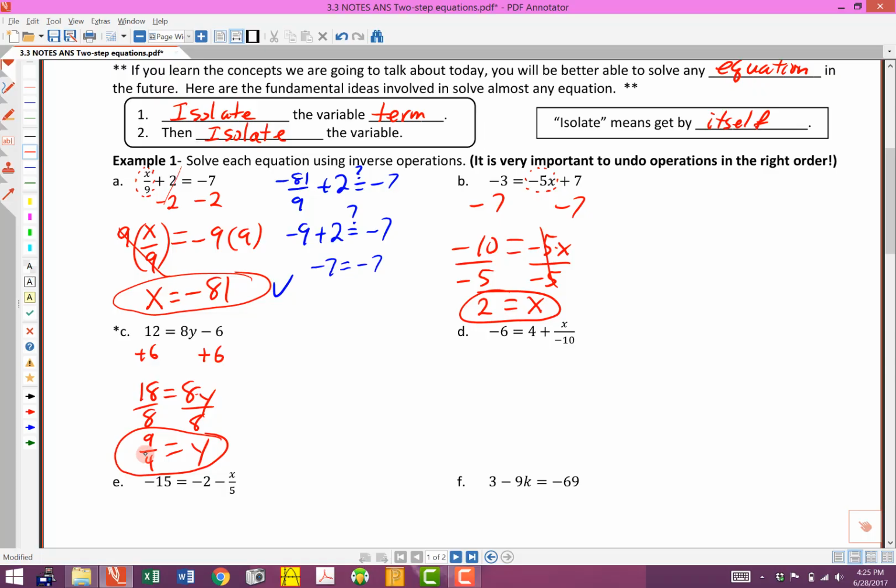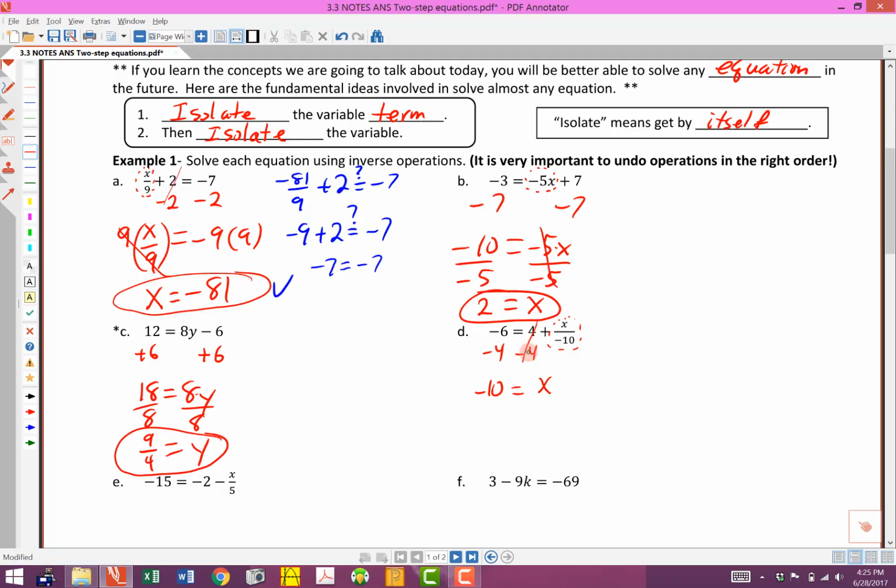So let's take a look at this next one right here. Here is the variable term right here. That's the variable term. So we want to get that by itself. So what we want to do is undo that 4 right there. And again, that's an understood positive 4. So we're going to subtract 4 from both sides. That's going to give us a negative 10 over here.